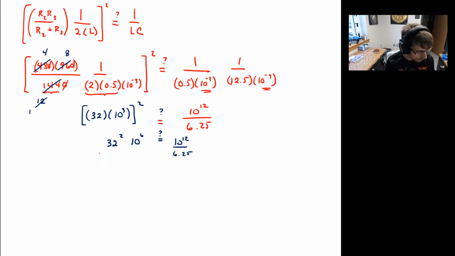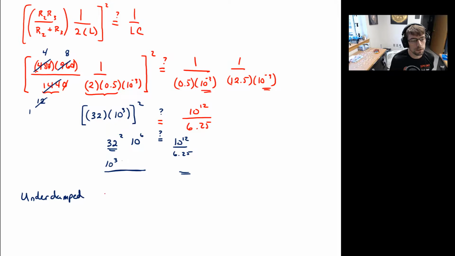So what situation are we dealing with? Yeah, we have an underdamped situation, right? You don't even have to bother doing that. I mean, this at most will give you another 10 to the third, right? 30 squared is 900. So let's round it up to 10 to the third. So you have something like 10 to the ninth on the left-hand side and something like 10 to the 11th on the right-hand side. This is an underdamped situation.